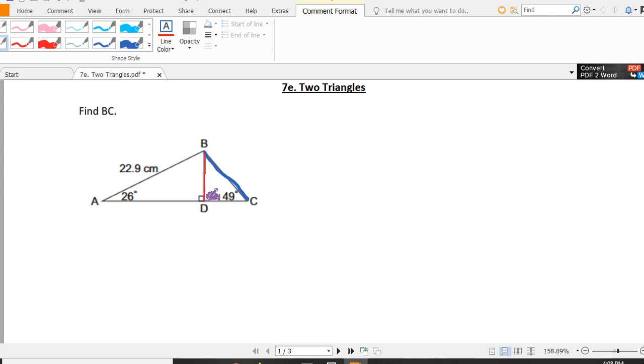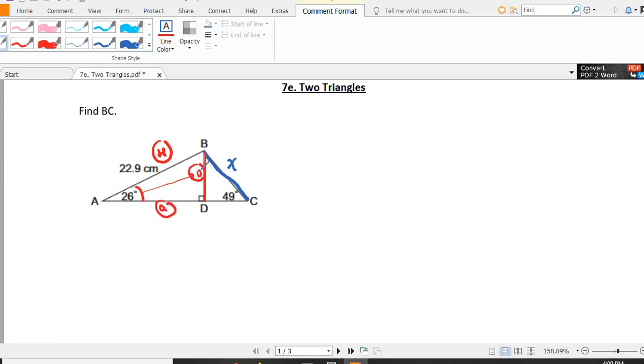So chances are, if I could just find BD, that would be enough for me to solve this triangle. So let's take a look at this triangle and solve for BD. Here's an angle, which means BD is technically the opposite side. And this is my hypotenuse. Now I know this is my adjacent, but there's really no need to add it there. It just makes it cluttered. But if you're in the habit of doing so, go for it.